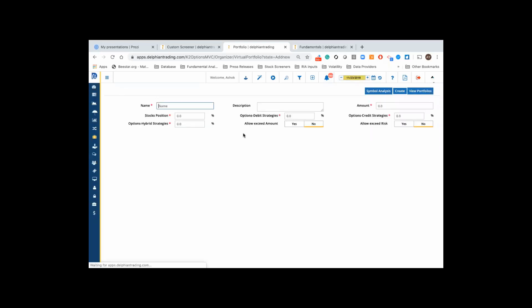I think you went over this one a lot, right? Okay. Oil married puts. And let's give 100,000 as test money. And let's say for a stock position, I would say no more than 3% in one particular stock, no more than 1%, maybe hybrid strategy is also 1, and exceed amount no, exceed risk also no, create.